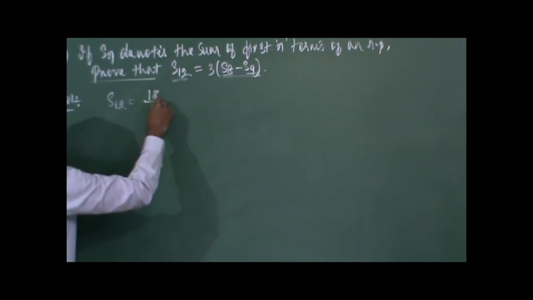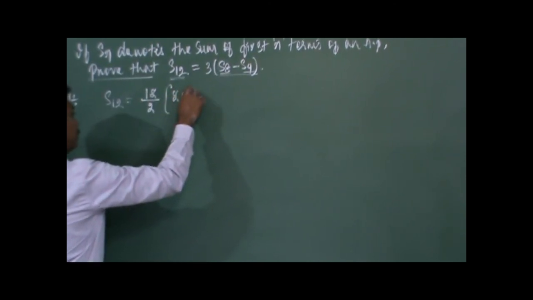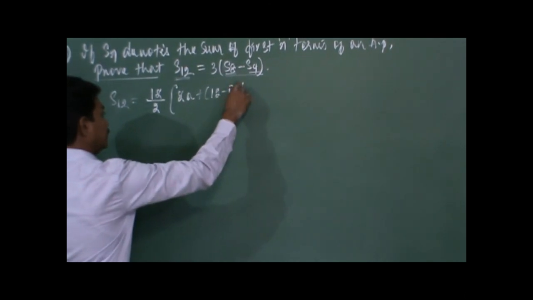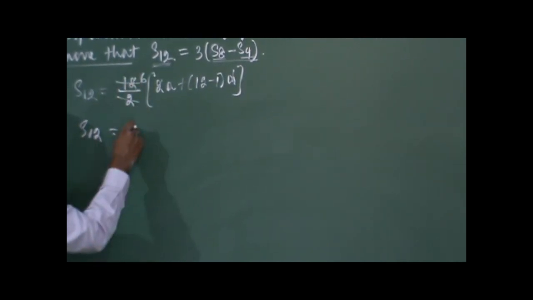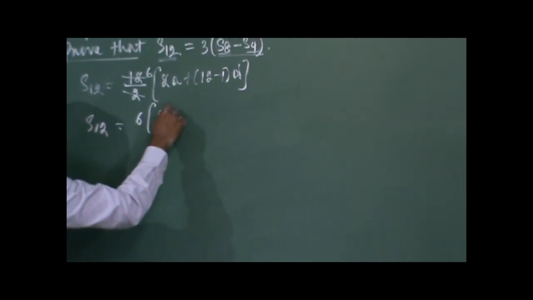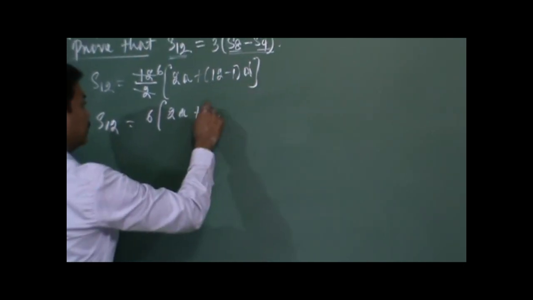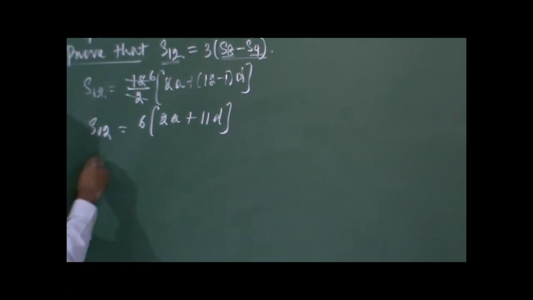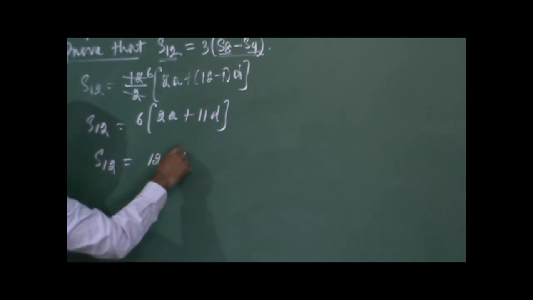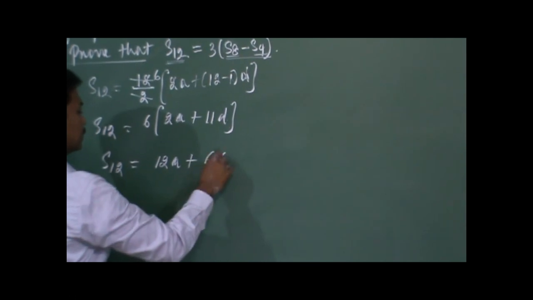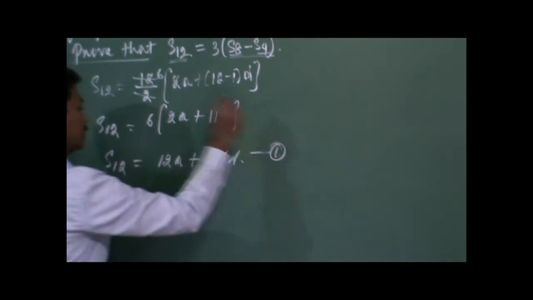So S12 can be defined as 12 by 2 into 2A plus 12 minus 1 into D. This is how we can define S12. We'll simplify that. So S12 is equal to 6 into 2A plus 12 minus 1 is 11, 11 into D is 11D. So S12 can be written as 6 into 2A is 12A plus 6 into 11D is 66D. So take it as equation 1.